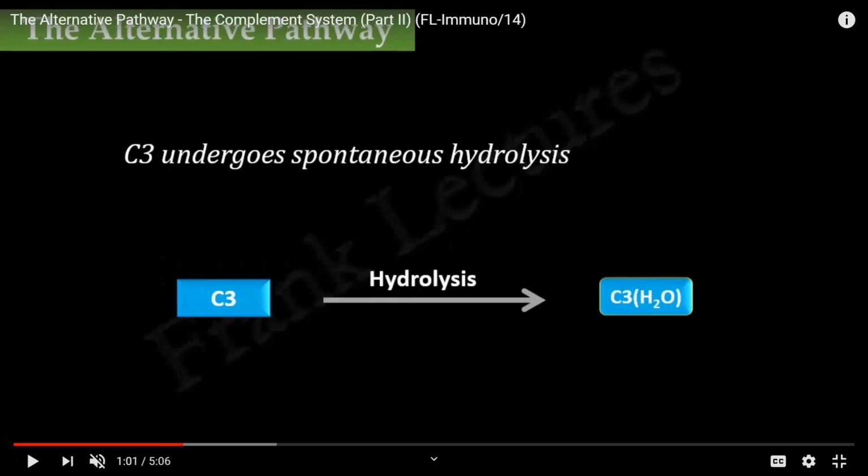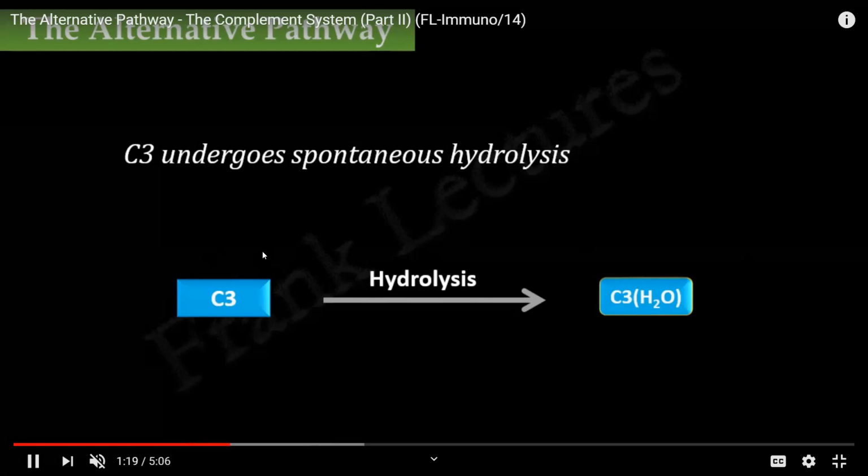What does hydrolysis mean? Breakdown by water molecule. So here the C3 undergoes hydrolysis that leads to the formation of a new compound, which is known as C3 water. C3(H2O) is the compound that is formed because of hydrolysis of C3.